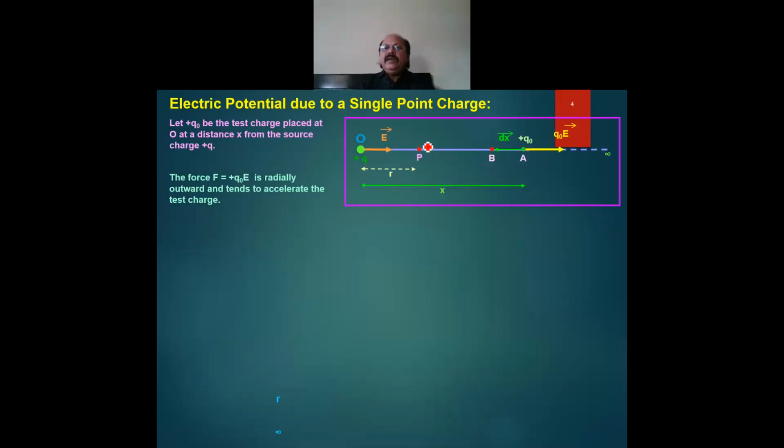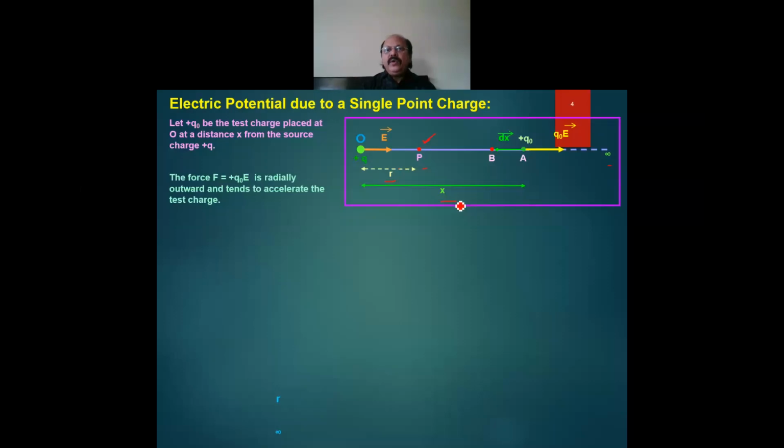Another point we are taking, point P. At this point P we have to find out the electric potential. So the work has to be done to bring a plus q naught charge from infinity to the point P, and plus q naught charge is a unit positive test charge, right? This point P is at a distance small r from the source charge plus Q, and the point A, which is in the electric field of the plus Q charge, is at distance x from point O.